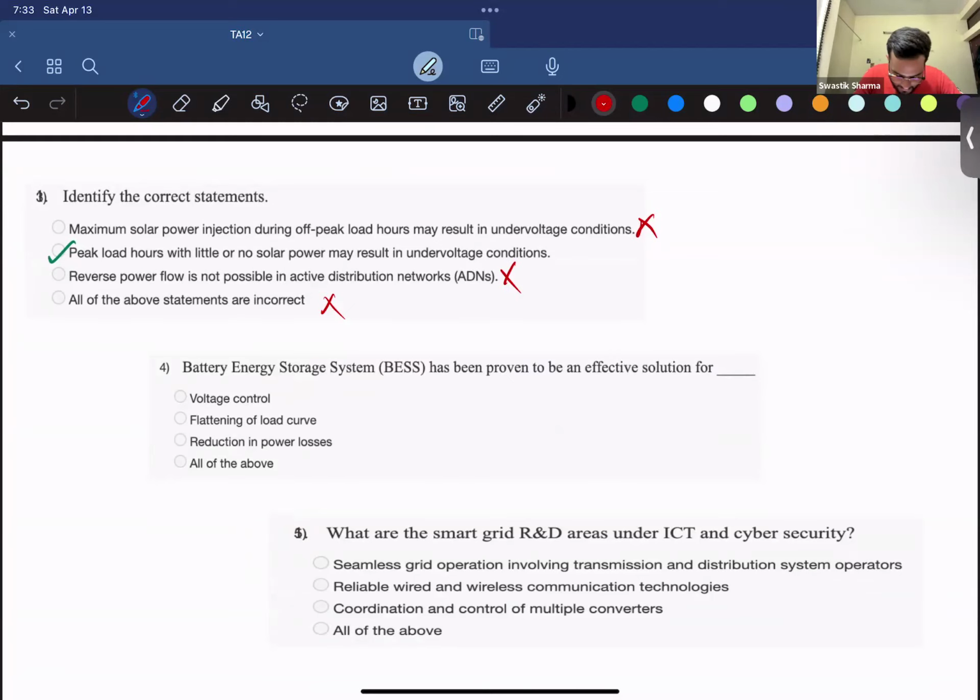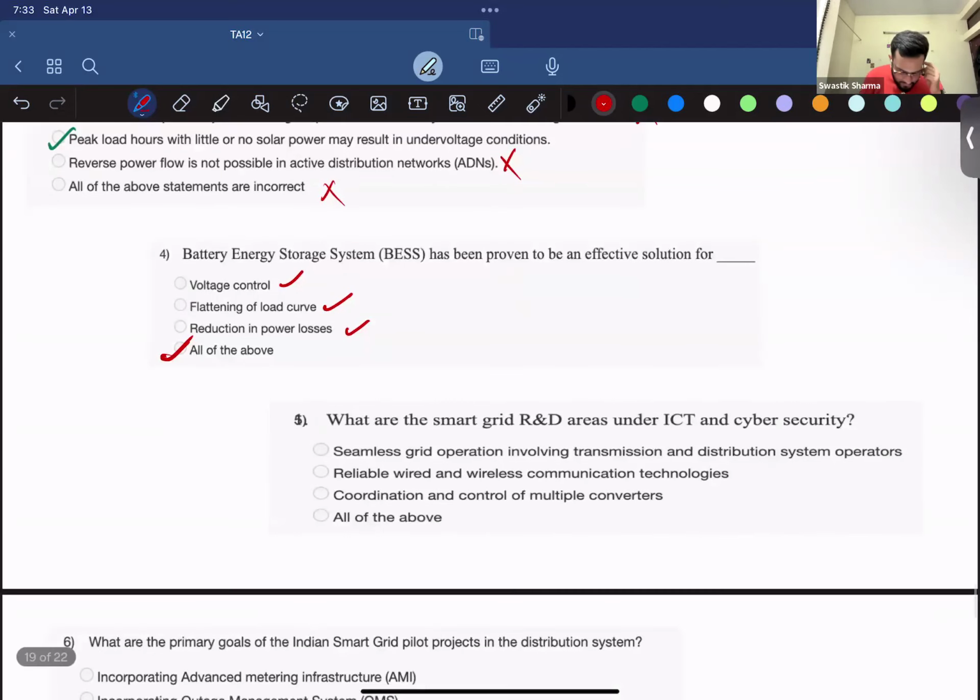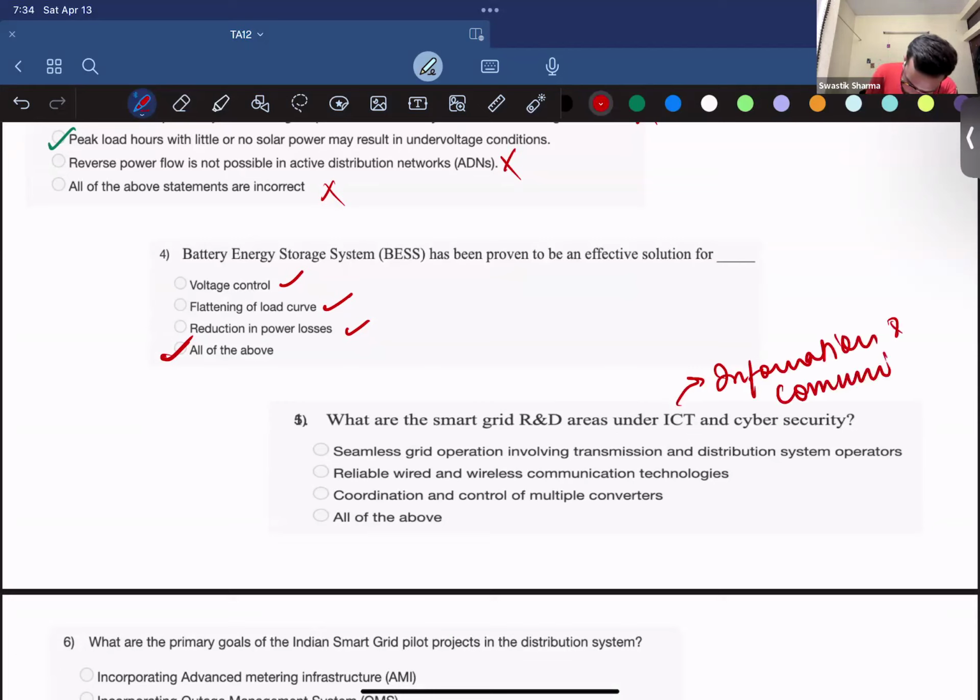Fourth, battery energy storage system has been proven to be an effective solution for, yes, voltage control, flattening of the load curve, reduction of power losses. So all of the above is correct. Fifth, what are smart grid R&D areas under ICT and cybersecurity? ICT is information and communications technology. So, you know what's the correct answer?